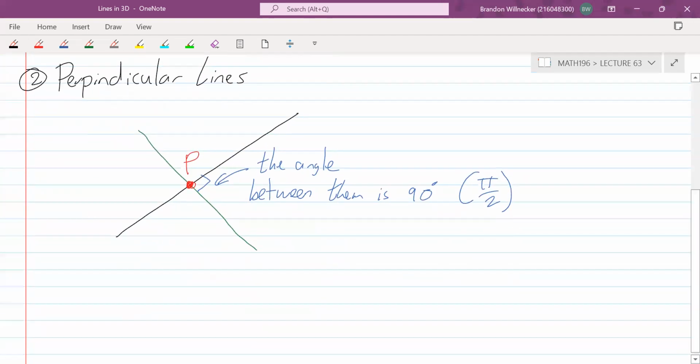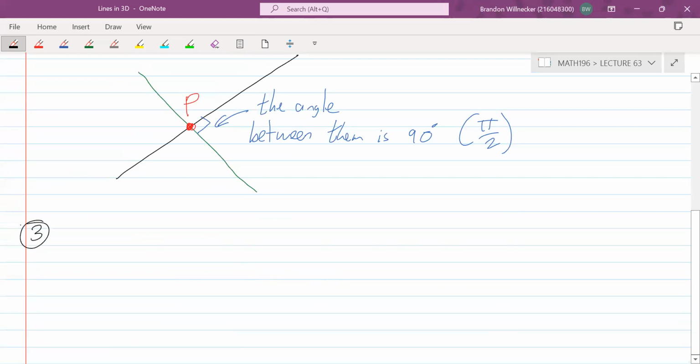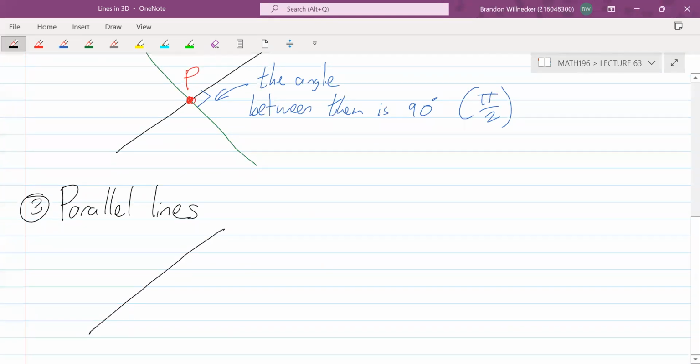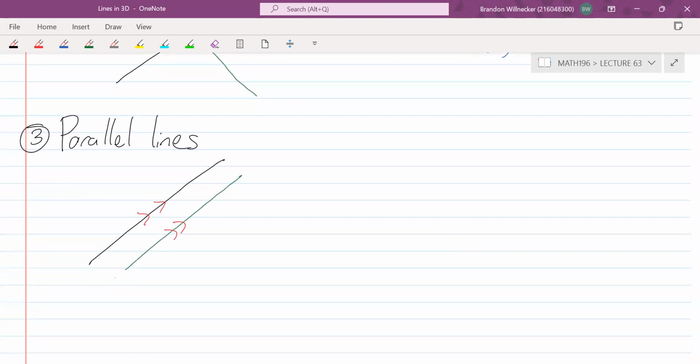Then number three, we get parallel lines. So this is where we've got two lines like this, and then there's no intersection between them, and they are both moving in the same direction. So we've got this line moving in one direction, and another line also moving in the same direction, but they're not coinciding. So they're separate from each other and both moving in the same direction. So that's parallel lines.